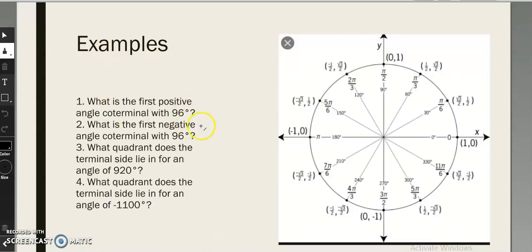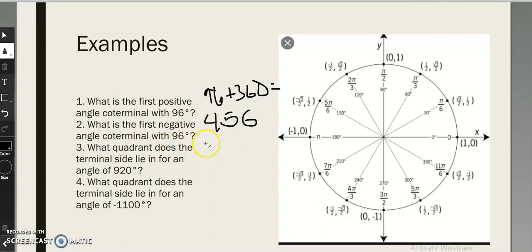All right, let's look at some more examples. What is the first positive coterminal angle with 96? I just need to add 360 to 96. If I subtract 360, it's going to give me a negative number, and I don't want that, so I'm going to add it instead. 96 plus 360 gives me 456.